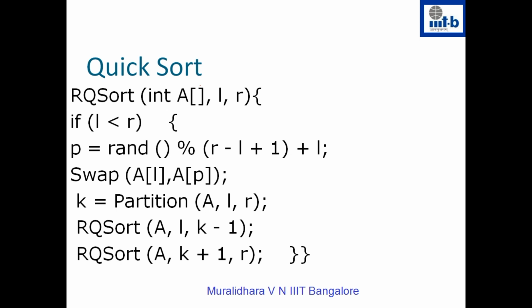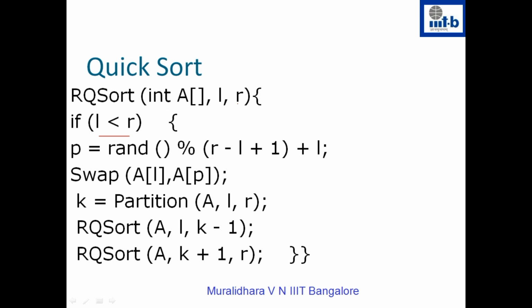This is called randomized quicksort because the pivot is picked randomly. So if there is only one number, then that number is already sorted. We don't have to do anything. If L is greater than R, there are no numbers in that case. We don't have to do anything. So we are given numbers from L to R which we need to sort.